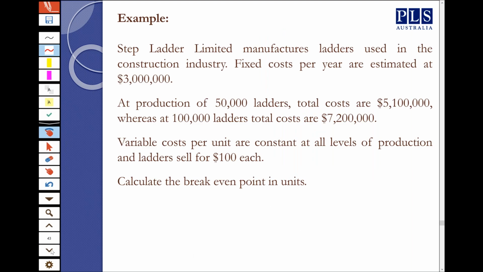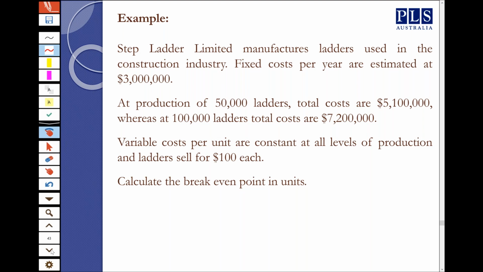If I was to use a simple example, I've got my Step Ladder Limited, which manufactures ladders used in the construction industry. Fixed costs per year are estimated at 3 million. At production of 50,000 ladders, total costs are 5.1 million, whereas at 100,000 ladders, total costs are 7.2 million. Variable cost per unit is constant at all levels of production, and ladders sell for $100 each. Calculate the break-even point in units.